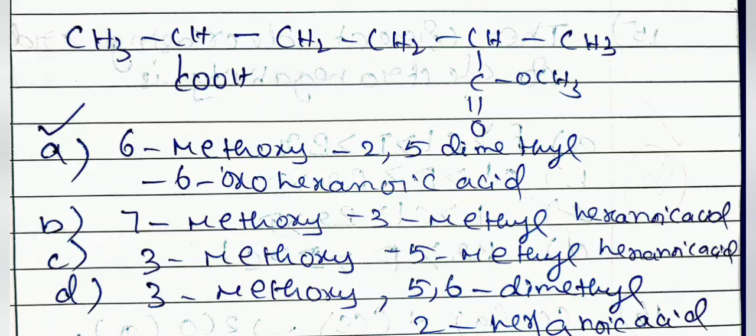The next question is based on the IUPAC name, where the long chain contains 6 carbon atoms, and among the given functional groups, the COOH gets the highest priority. So the option is A.